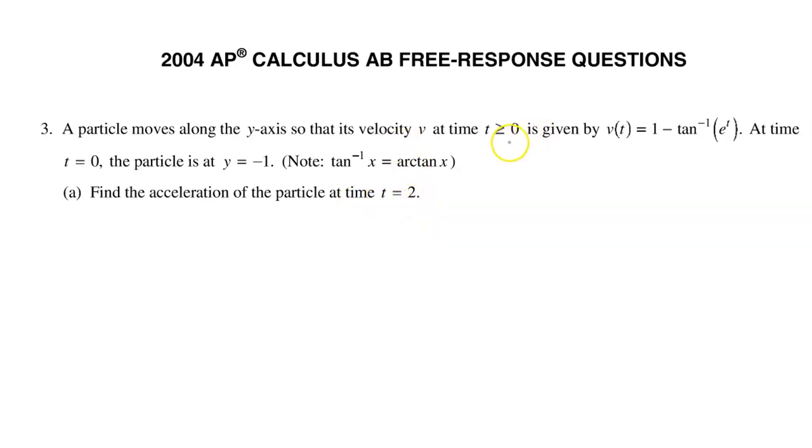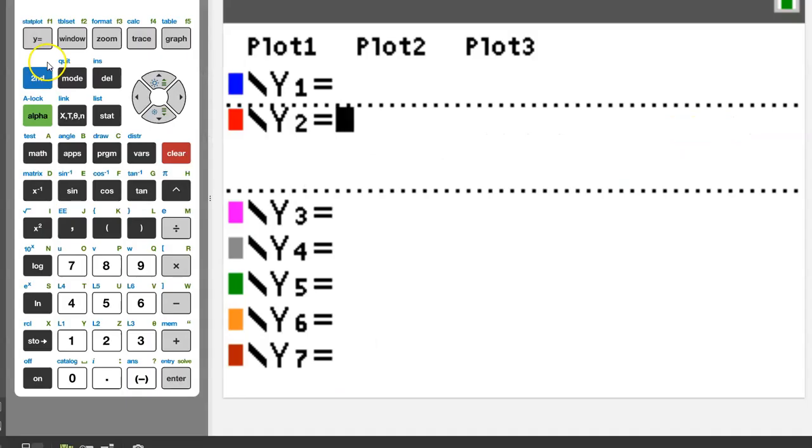Since this is a calculator active problem, let's start by typing this equation into the calculator. When I do a position, velocity, acceleration problem on the calculator, I always like to put the position function in y1, the velocity function in y2, and the acceleration function in y3. That way I don't have to try to remember which one is which because I always do it the same way. So we're typing in a velocity function, so I'm going to put it in y2.